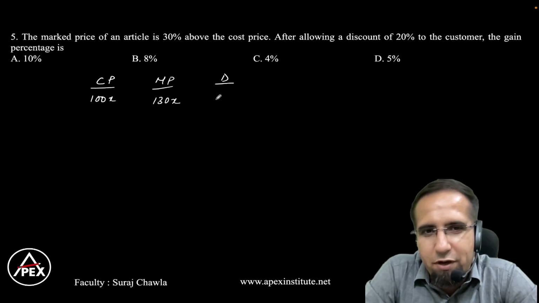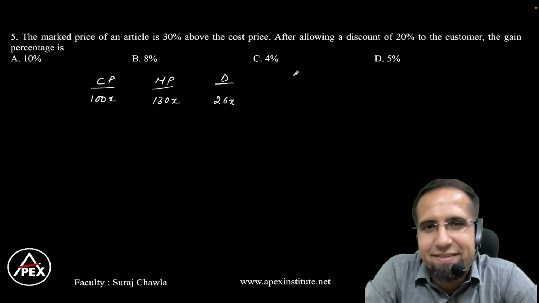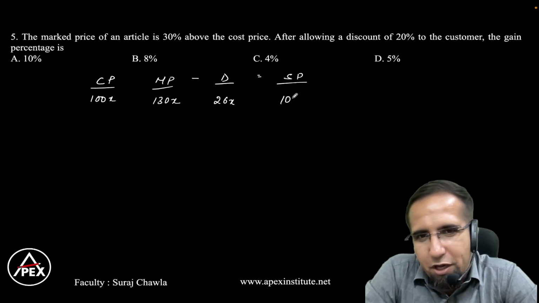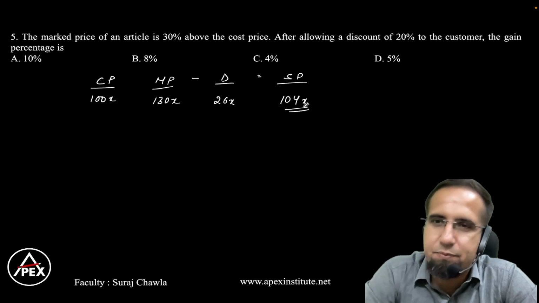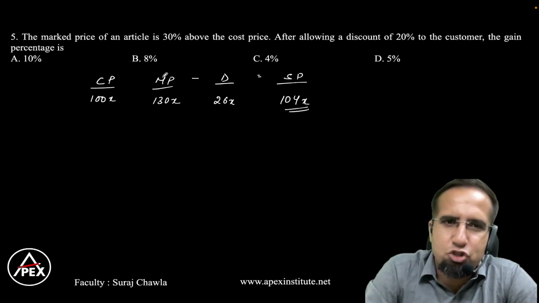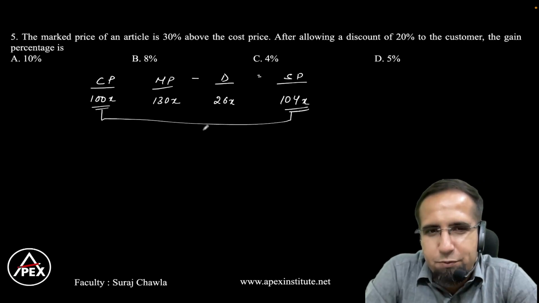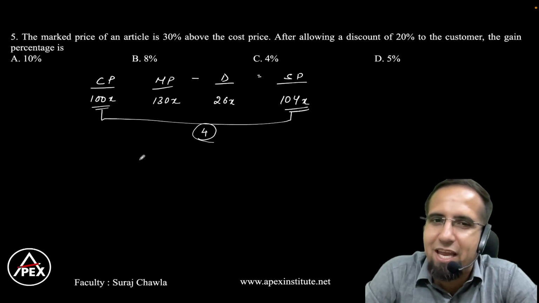Now 130 by 5 will give me how much, guys? There's a discount of 26x, which means the selling price is mark price minus discount, which will be equal to 104x. Now what is the gain percentage, right? So the gain percentage, if the cost price is 100, now whatever is the difference between cost price and selling price, that becomes the gain percentage.